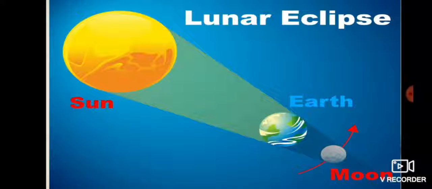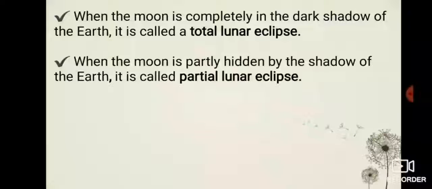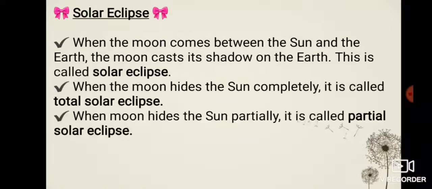When the earth comes between the moon and sun, it is called lunar eclipse. When the moon is completely in the dark shadow of the earth, it is called total lunar eclipse, and when it is partly hidden by the shadow of earth, it is called partial lunar eclipse.